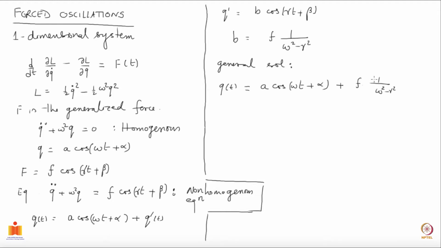And of course I have forgotten, no, nothing, it's fine. So you have b, and then you have cos(gamma t plus beta), where omega is not equal to gamma, because at omega equal to gamma, this solution blows up.